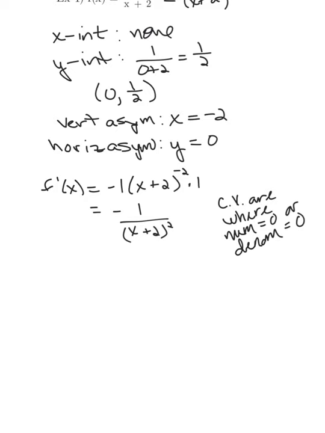This numerator cannot equal 0 because there's no variable. The denominator equals 0 at -2. So our only critical value is x equals -2. We're going to put that on the number line.